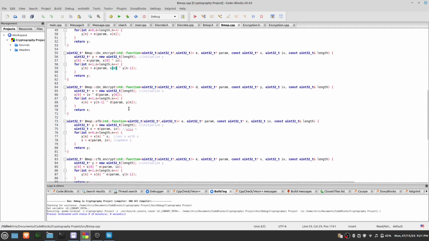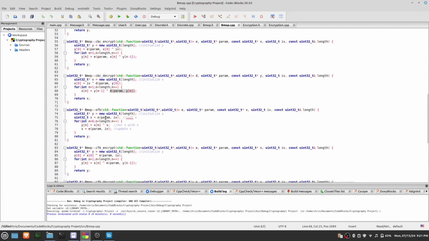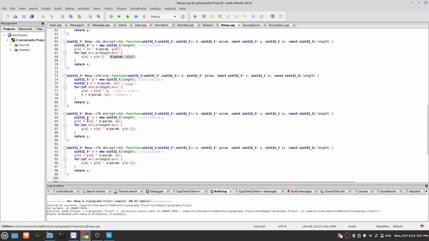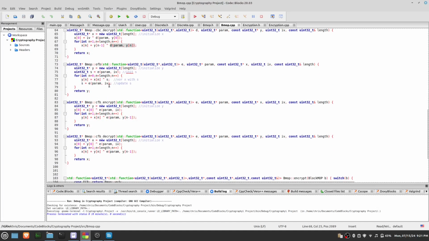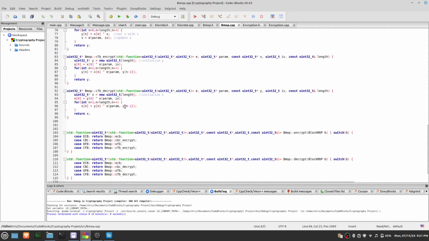And then to reverse that, each iteration you take the previous y value and XOR it with the decryption of the current y value, because XOR is its own inverse operation. We have OFB, which I'm not going to explain how all these work.